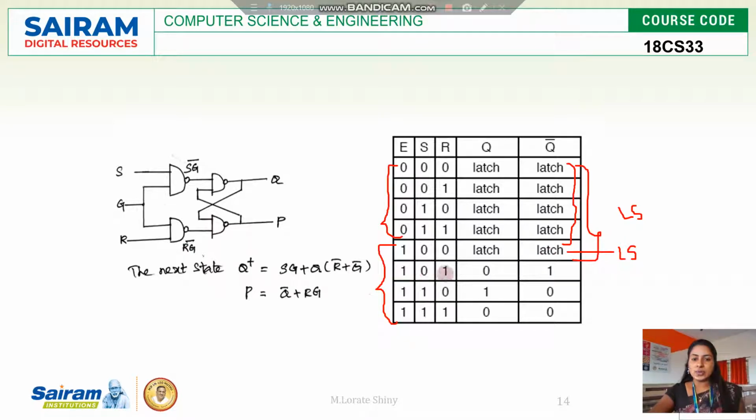Then S is 0, R is 1. R is 1 means reset. So Q will be 0, Q bar will be 1. So this is reset. Okay, then 1 and 0, S is 1, so it will set the output, means Q is 1. Then if both are 1, Q and Q bar both are 0 and 0, this is a forbidden case.